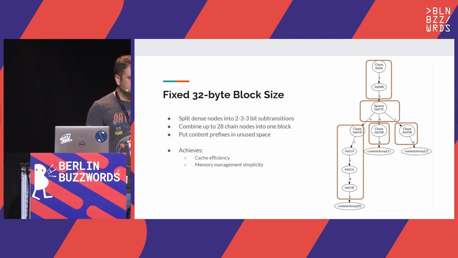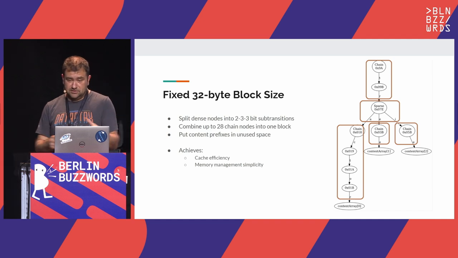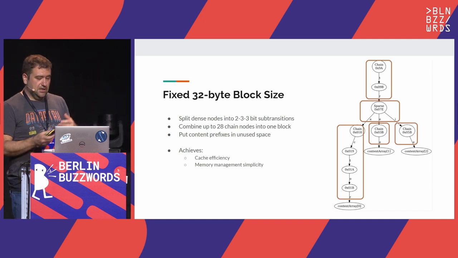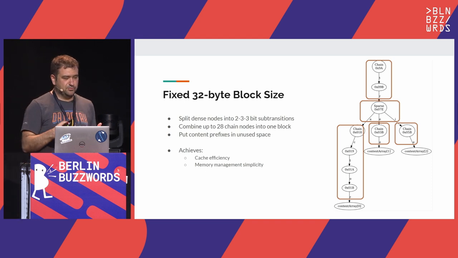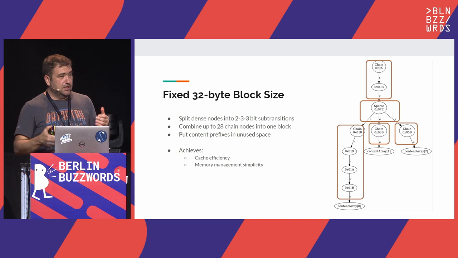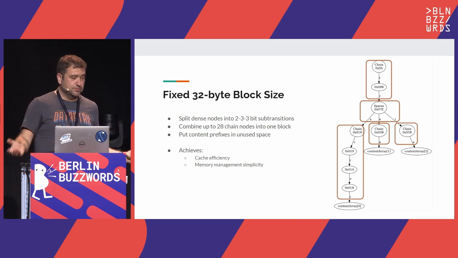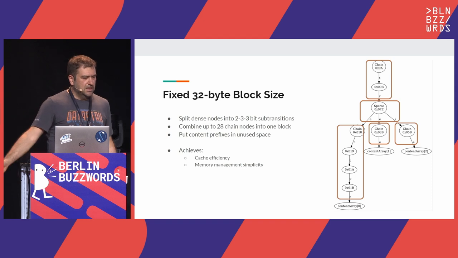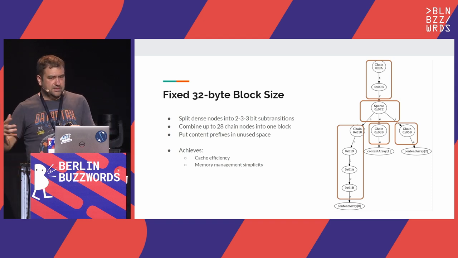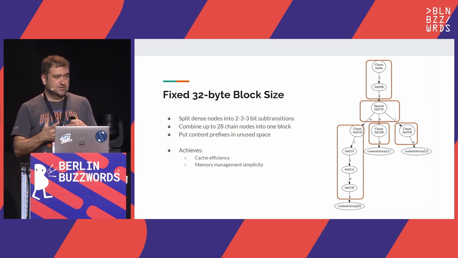So the way that we do this is by again using different types of nodes. In the example here, we have chains that are a sequence of multiple transitions where we have only one child. We can store a full chain of up to 28 bytes in a single block. The other alternative is in 32 bytes, we can fit four pointers for 32-bit pointers. So we can have a sparse node which has up to six children.